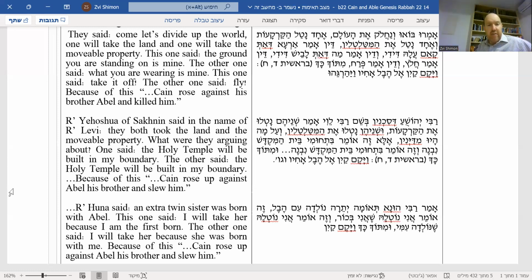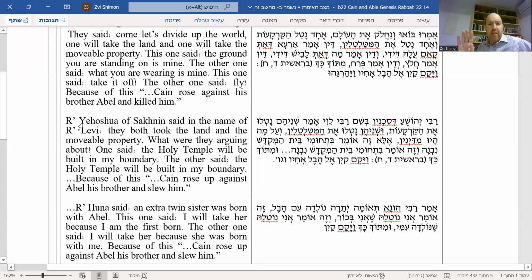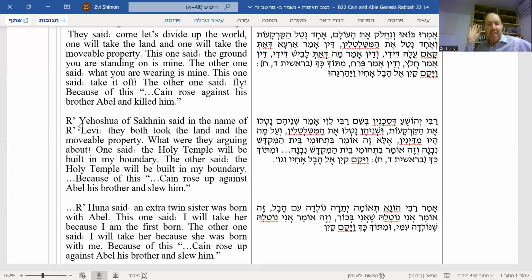The second position, that of Rabbi Yehoshua of Sachnin, says, no, it's not economics. It's not this Marxist point of view that it's all an issue of economic struggle. No. The major source of tension between humans is religious, ideological. Who is the chosen? Where will the temple be built? Who is God's favored? That is the proposal of Rabbi Yehoshua of Sachnin. He says it's an ideological religious struggle.